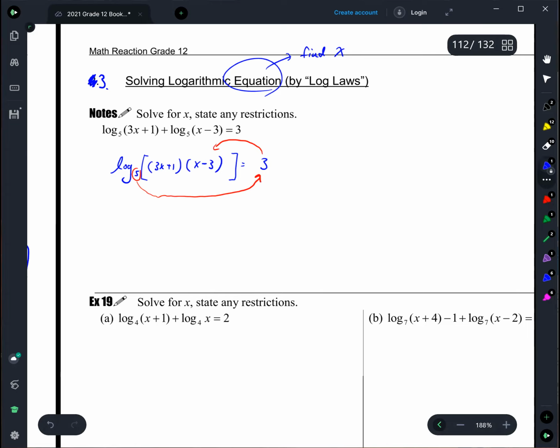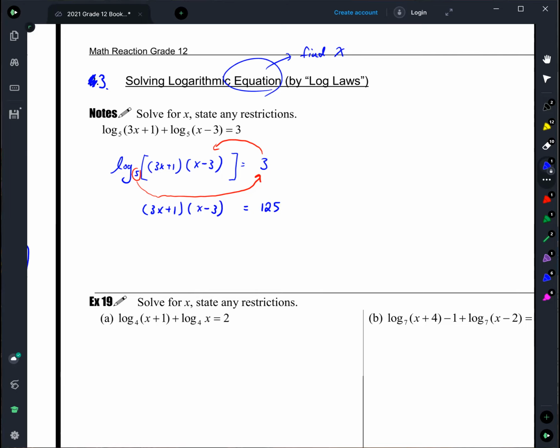Okay, what is 5 to the 3? Curious? 5 to the 3. Huh? What did you say, Chris? 125. Yes, 125. So 5 to the 3 is 125 and it should equal the inside: 3x plus 1 times x minus 3. And then we can expand this. Expand the brackets, multiply that out.